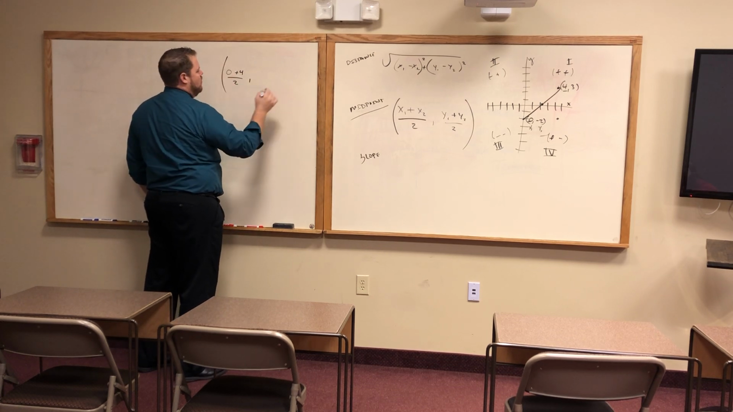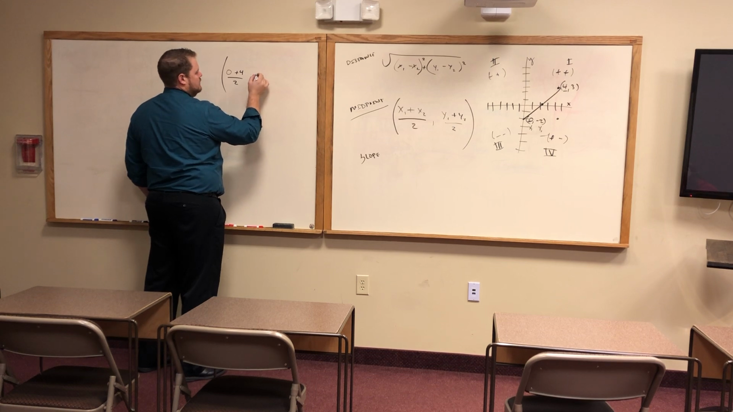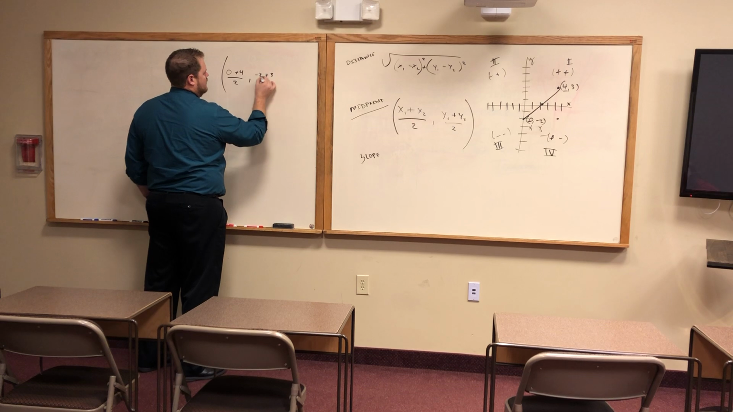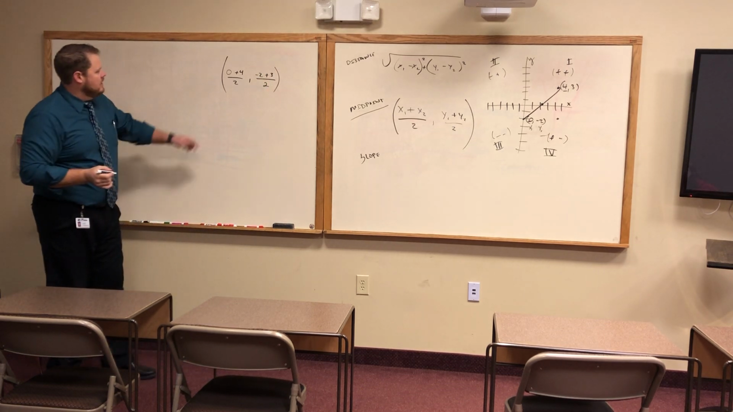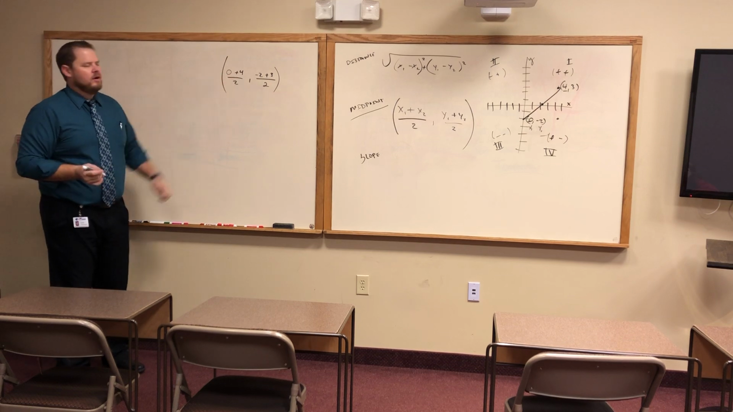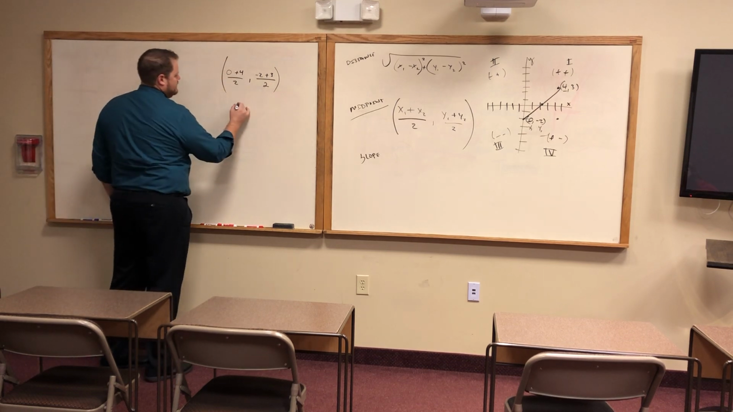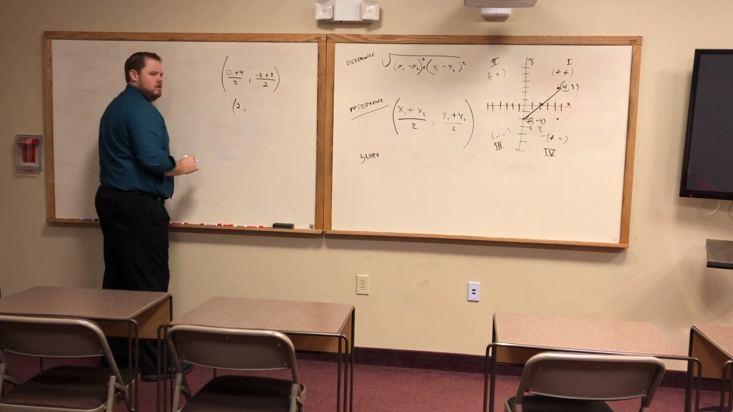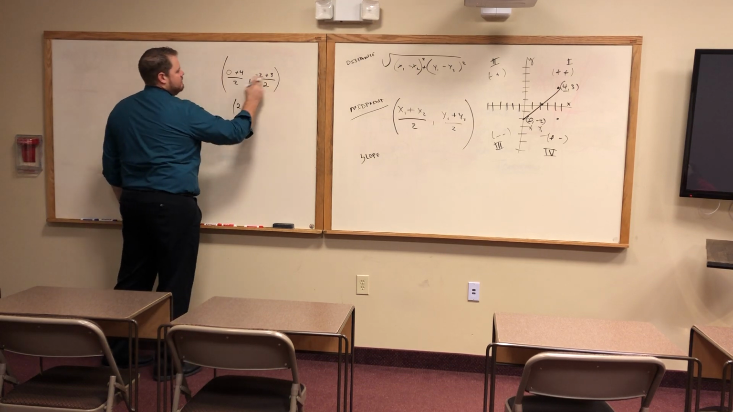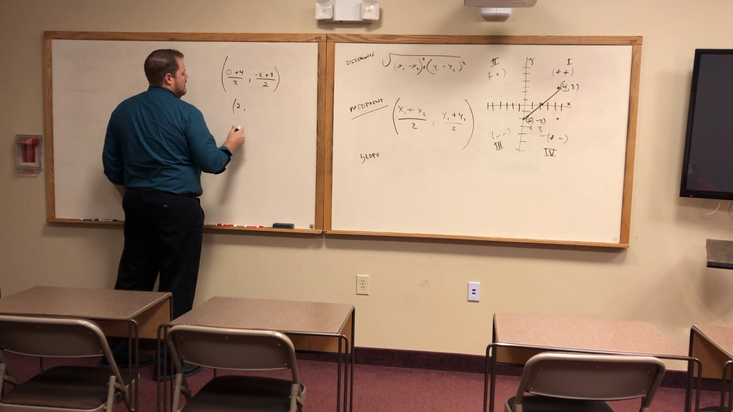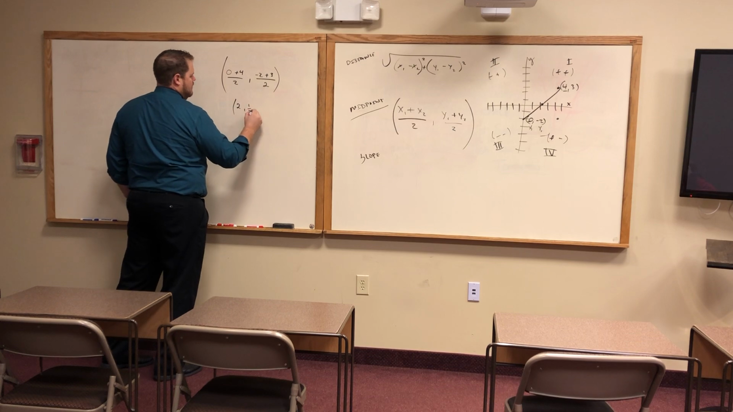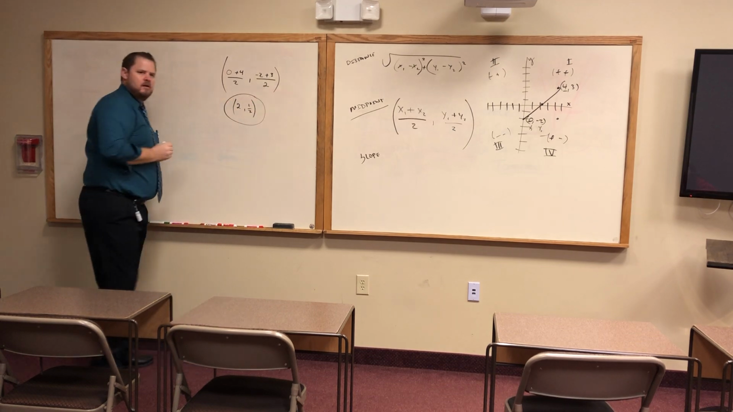Comma, parentheses, and y. What's the y1? Negative 2 plus 3. Over what? 2. So we do our parentheses. Here we go. Ready? 0 plus 4 is? 4 divided by 2 is? 2. So that's our first ordered pair, right? Then, negative 2 plus 3 is? 1. 1 over 2 is? 1.5. There's your ordered pair.